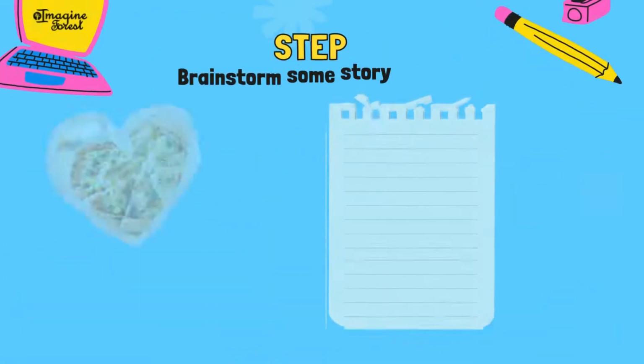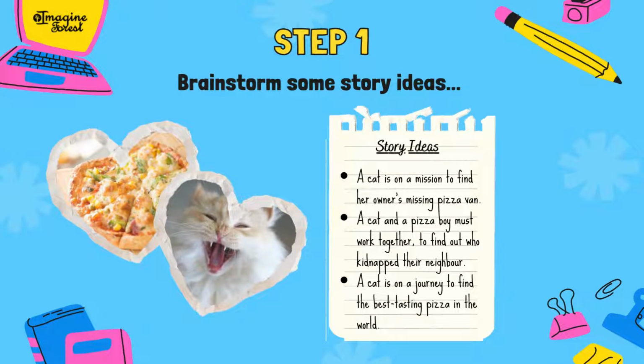Step 1. Brainstorm some story ideas. Start by making a list of potential story ideas. One way to come up with ideas is to think about the things you love. And then try coming up with ideas relating to these things. For example, if you love cats and pizza, then how about the following ideas?